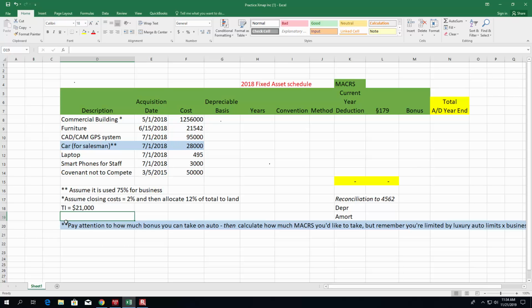So pay attention. This one is the only one, the car is the only one that I'm going to take some bonus on. So you're going to look at the limits for a first year auto, used 75%, bonus and makers.